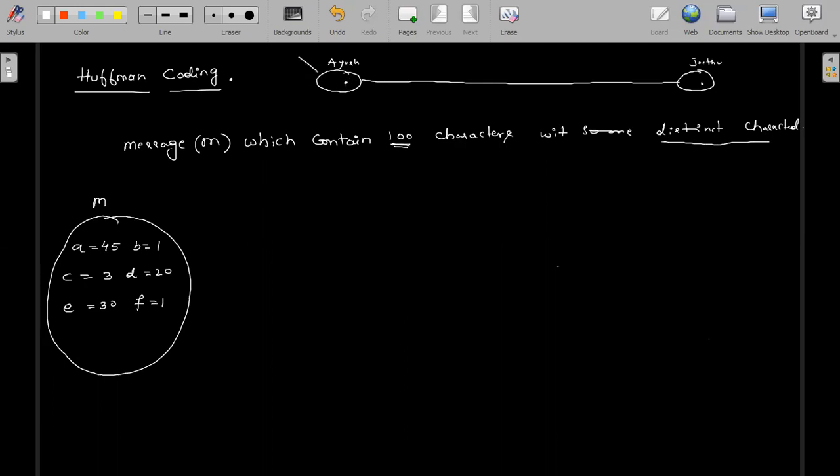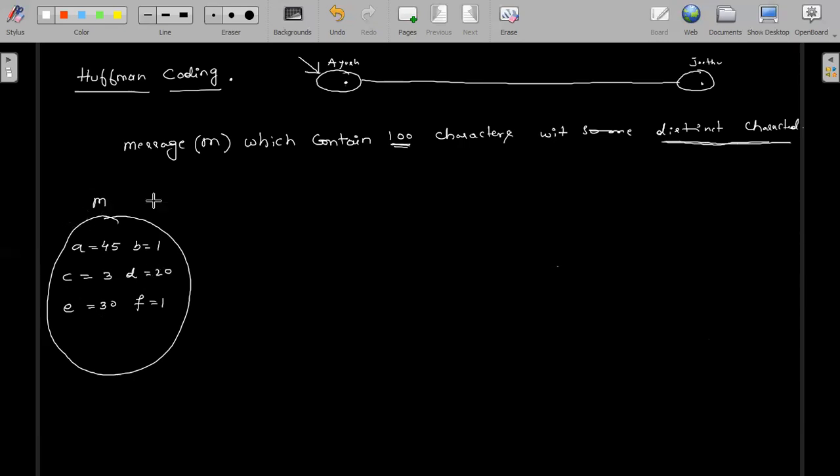So this guy is sending some message. In that message, these are the alphabets which are available. These alphabets are repeated in the 100 characters. That's why they are called distinct characters. A is repeated 45 times, B 1 time, C 3 times, D 20 times, E 30, F 1 time.